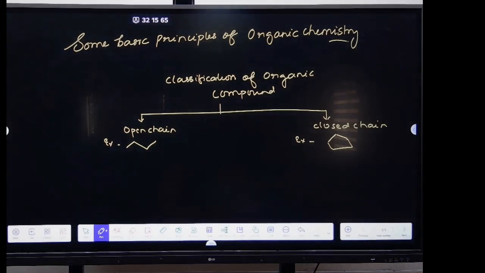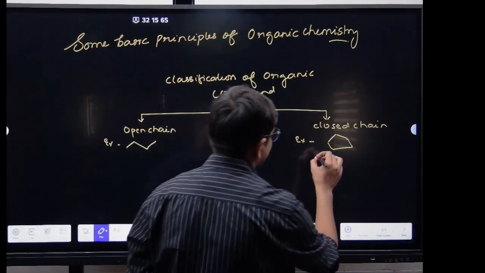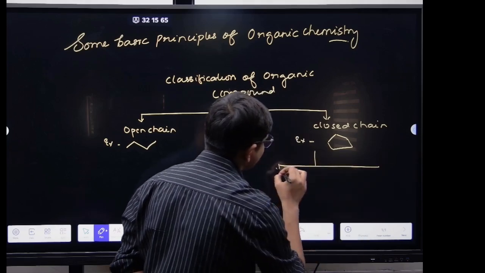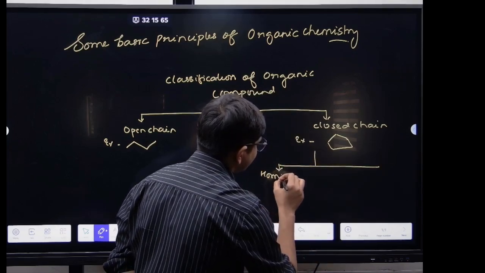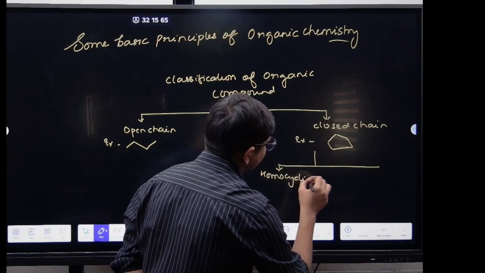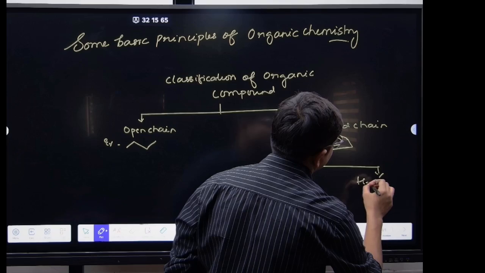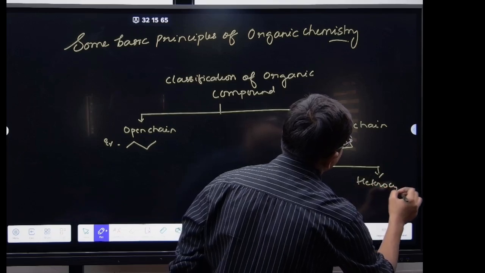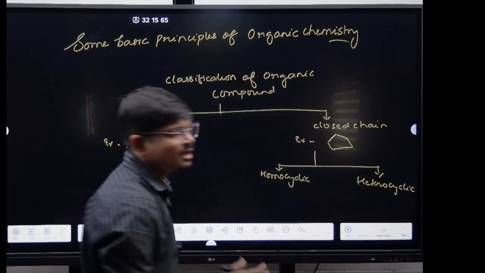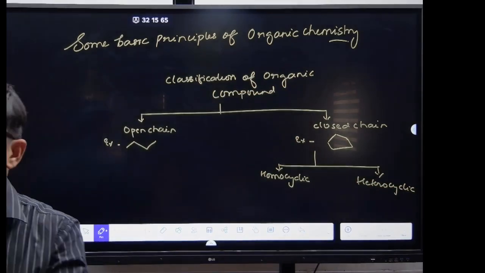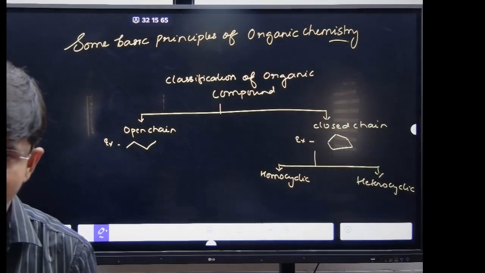Now see here, the second one is the closed chain compound, where we are talking about homocyclic and heterocyclic. Homocyclic and you have the heterocyclic one, right? Homo means the same one, and hetero means basically a different one is there.